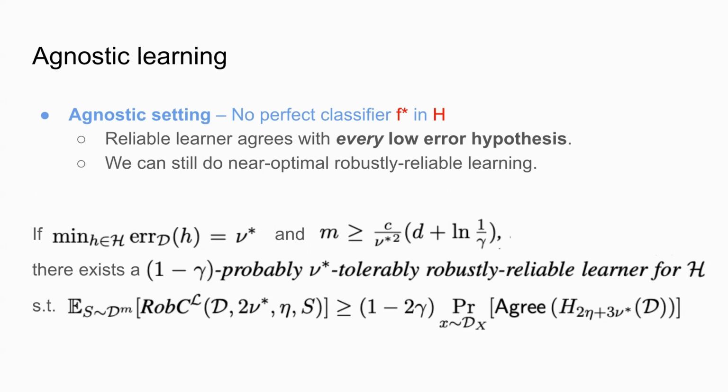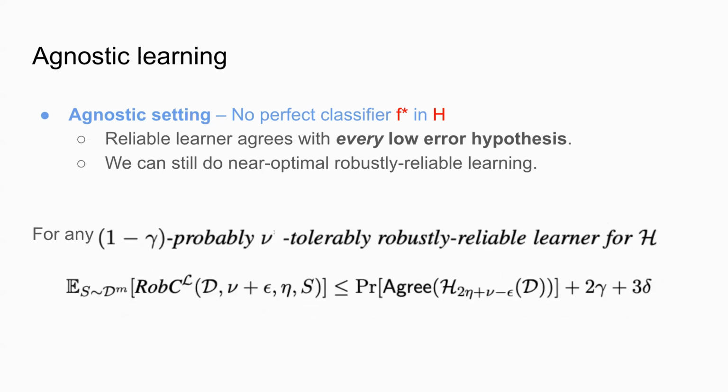We have a robustly reliable learner such that the probability mass of its robustly reliable region is again this term, which contains the agreement region of classifiers with error at most 2 eta plus 3 nu star, where nu star was the minimum error of the classifier. So again, as long as nu star and eta are small, we are able to give a good enough, reasonable guarantee on the size of the agreement region, or the size of the probability mass where we're able to predict with reliability guarantee of eta.